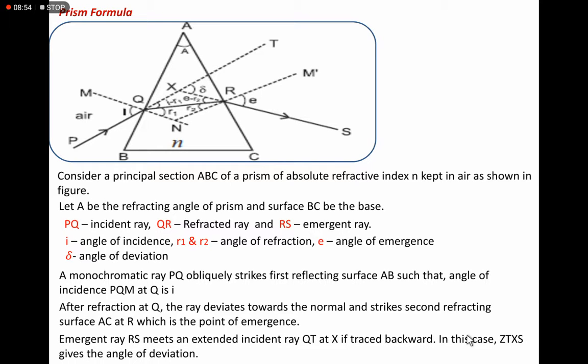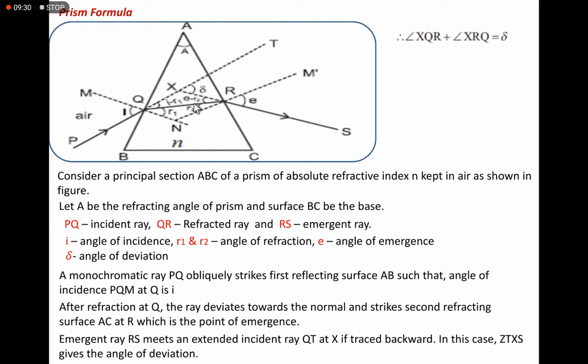So RS is the emergent ray, and if we extend back this emergent ray and the incident ray, X is the point of intersection, and we'll get the angle of deviation. Now here one point is important. The angle of deviation is the exterior angle of the triangle. The geometry of the figure has to be considered.